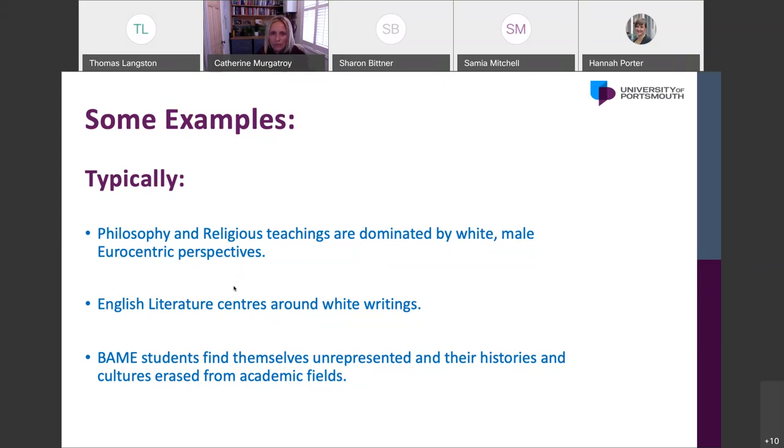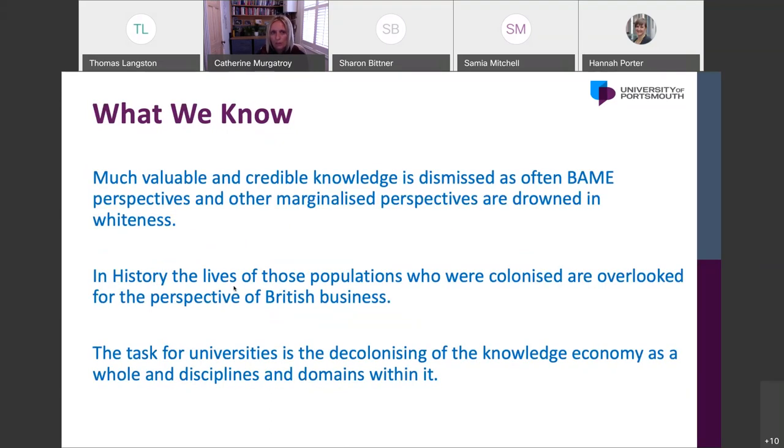And in a way, I think that metaphor helps me really understand what our curriculums are, and really the accounts of Indigenous natives that are missing and the exploitation, as I've said, that is inherent. So we know that much valuable, credible knowledge is dismissed. BME perspectives and other marginalised perspectives are often drowned in whiteness, and the lives of those populations who were colonised are overlooked for the perspective of British business.